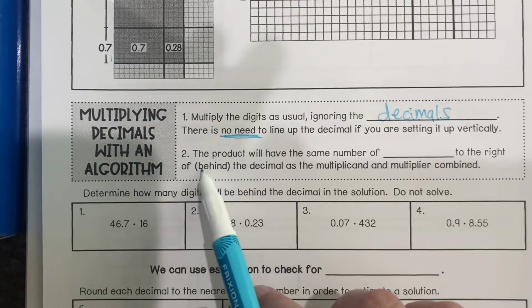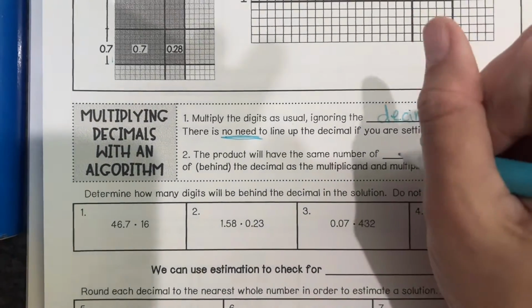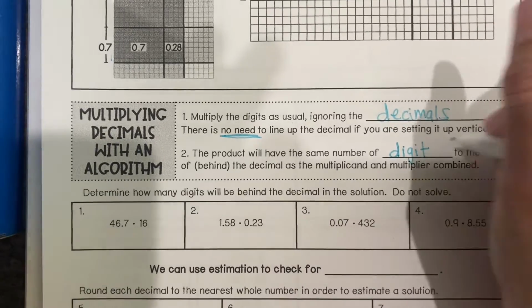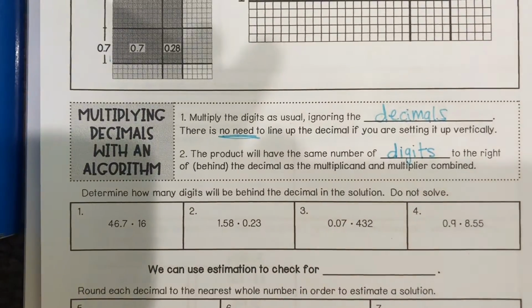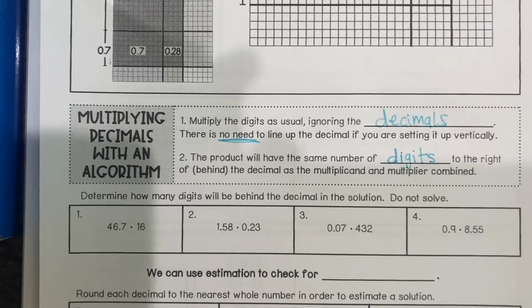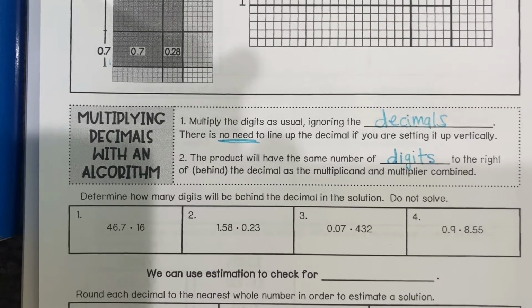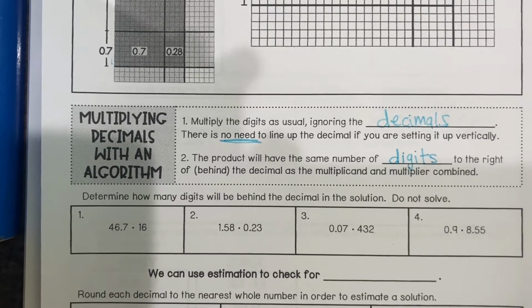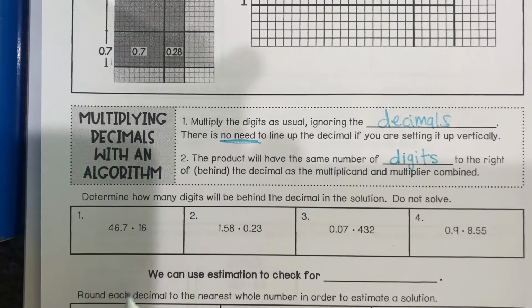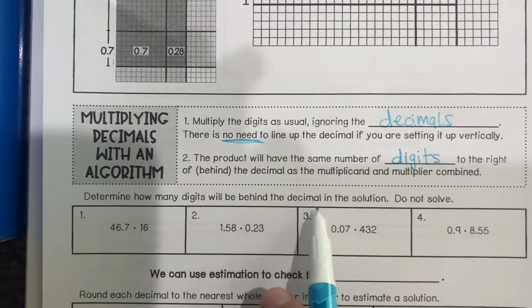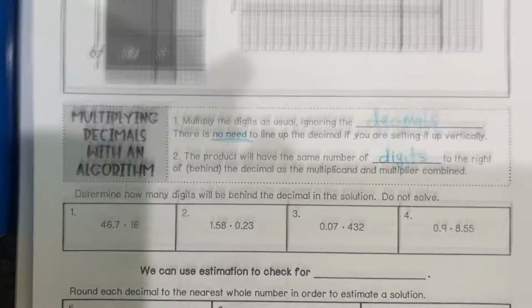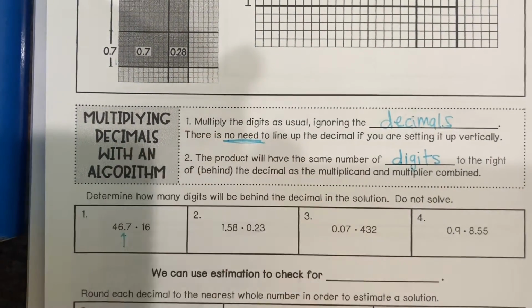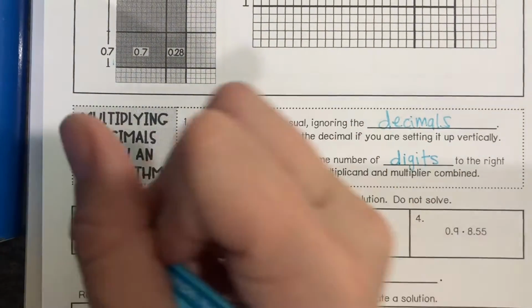The product will have the same number of digits to the right of, or behind, the decimal as the multiplicand and multiplier combined. A digit is a number. Determine how many digits will be behind the decimal in the solution. Do not solve. What we're going to do is find the decimal, put a little arrow there, and then count up how many numbers are behind.